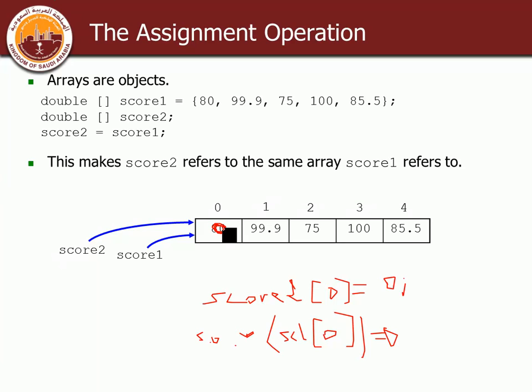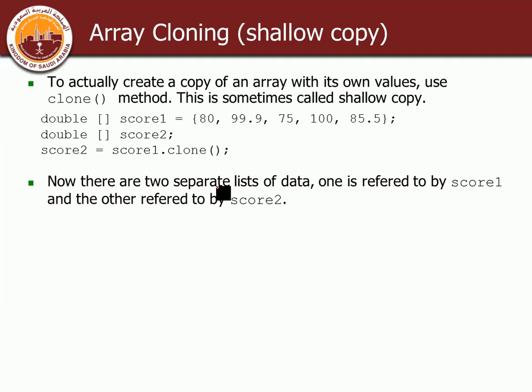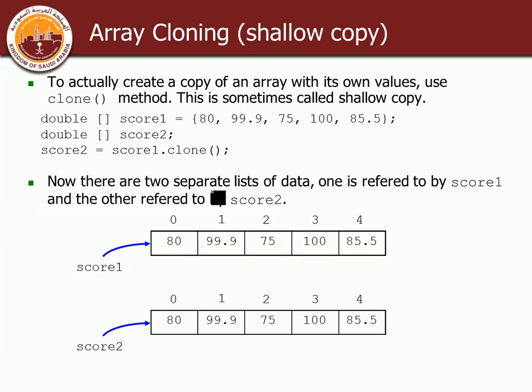If you'd like to copy for arrays, this is not how you should do it. This is how you should do it. Array cloning. This is how to copy. So one of them is to use this method, score1.clone, make a copy of it. Now these are like two separate sets of values. So if you make a change to one, the other one is not affected because they are completely separate. So this is if you'd like to make a copy of an array to another one.